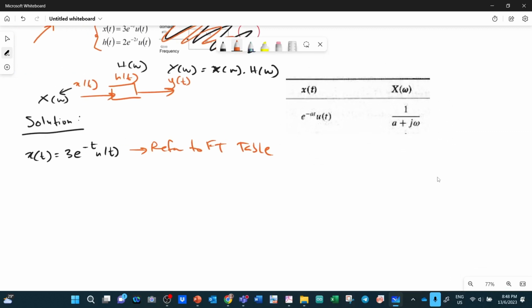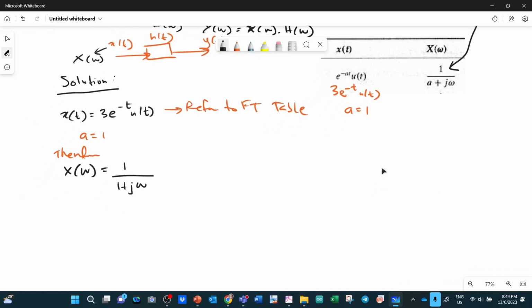By having this, you will see the value of a over here. You need to find what is a. What is the value for a? Guys, try to compare. You have 3e^(-t)u(t). So what is a? a is equivalent to 1. So therefore you may write X(omega) equal to what? Write out this equation: 1 over, what is it, 1 plus j omega. As simple as that to get X(omega).